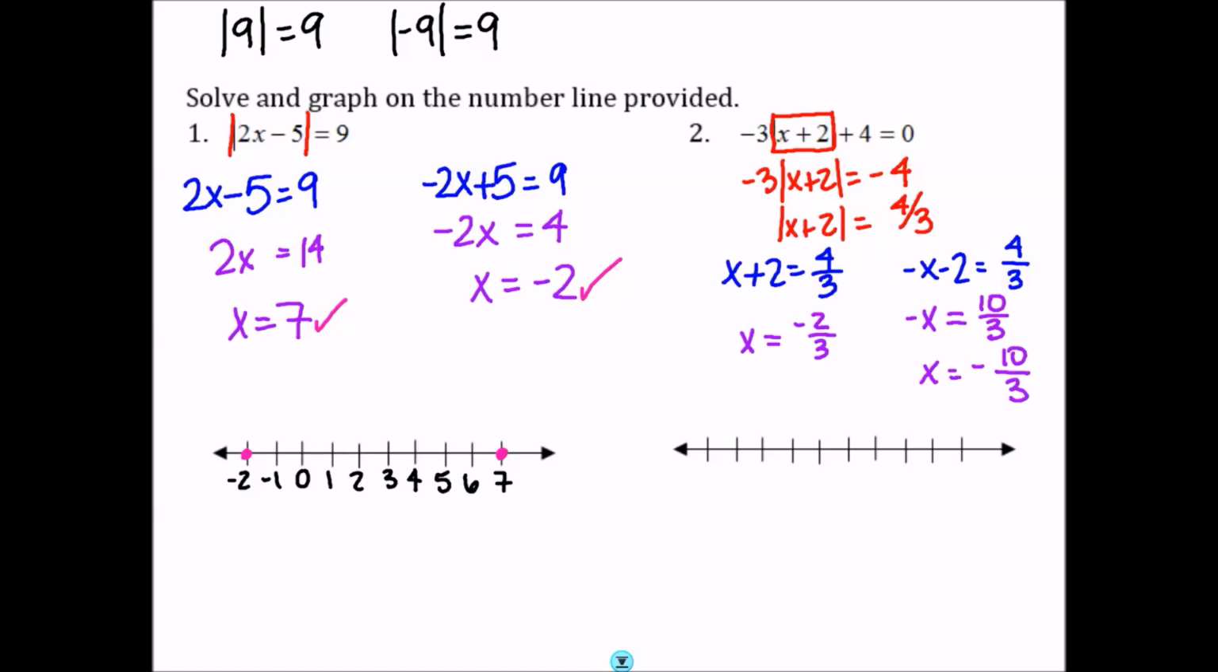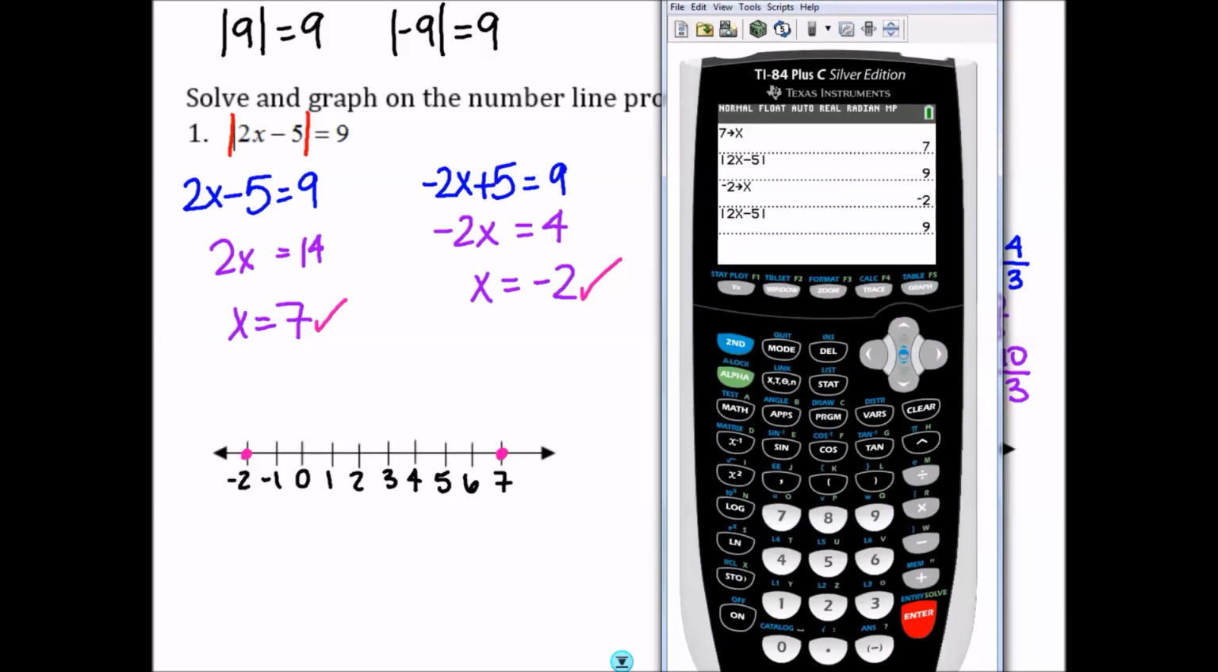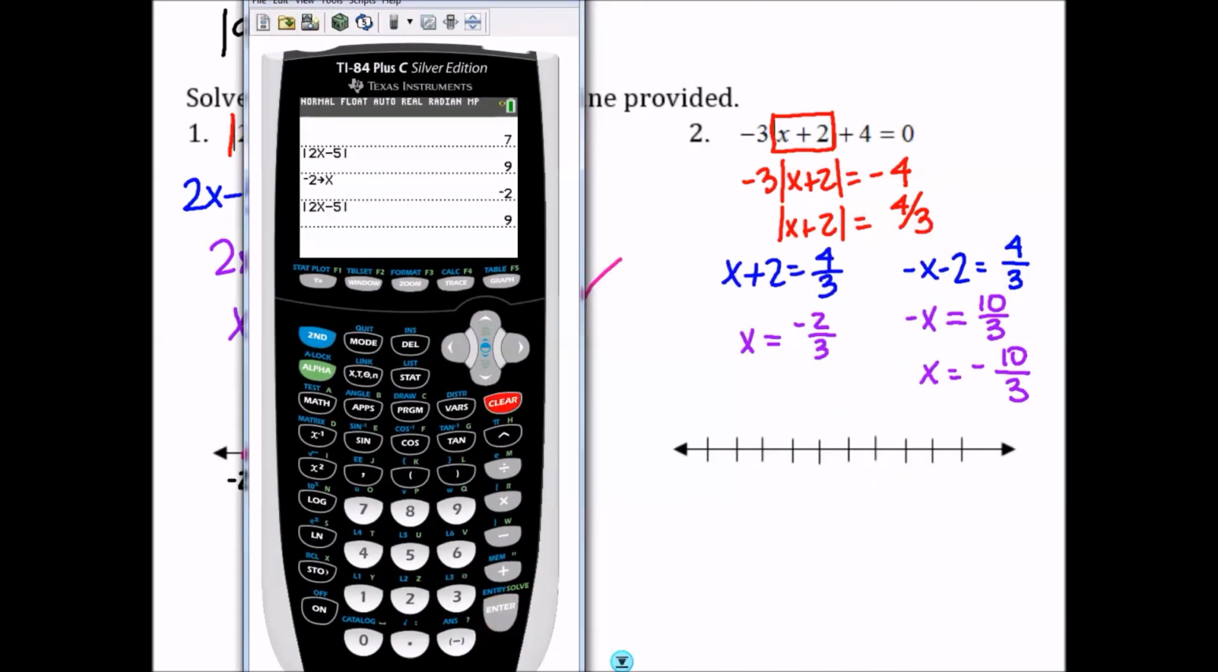Then again, we need to check our answers. I'll use the store button to say -2/3, store for x, and then type in the original equation. Always type the original equation. And then since here we're at the end of the absolute value bars, you need to hit the right arrow so that you can continue typing +4. That gives us 0, so that works. And then let's check -10/3.